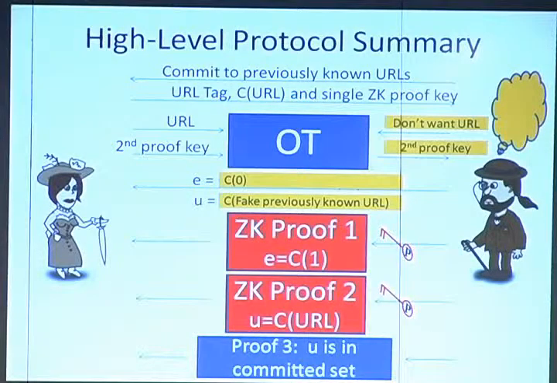Yes? How does he know if he wants the URL if he only learns the tag and not the URL? So he knows if he wants the URL just based on what bank it is. If it's a client of his, he wants it. If not, he doesn't.